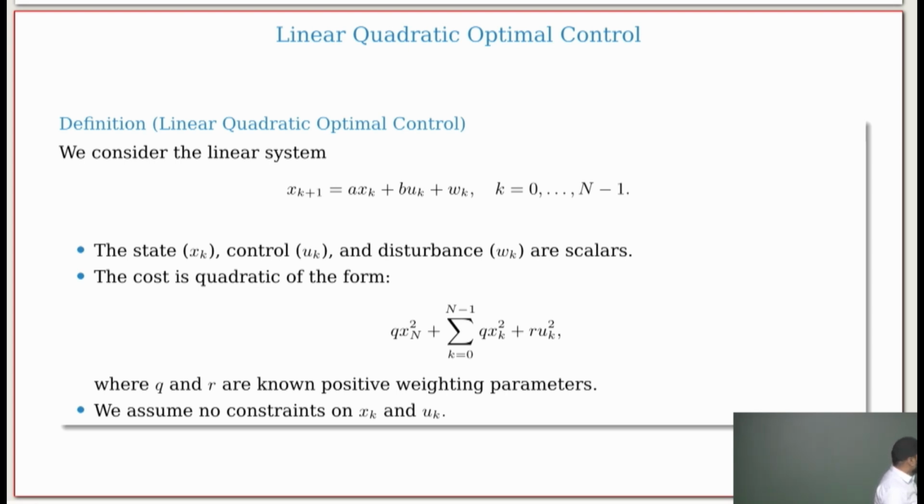So this is one possible model. Let's say we consider the linear system, in the sense that the new state is produced linearly from xk and uk and wk. So xk was our state, and control was uk, and wk is the disturbance that we have. So this is one possible model of how the new states are produced from the old states.